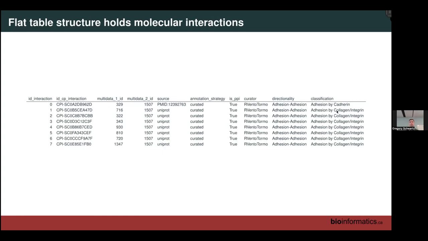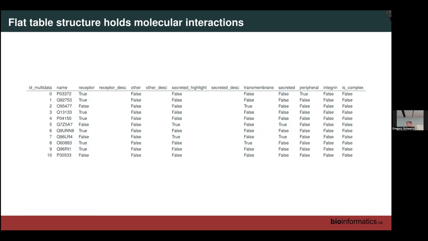To find out more information about the sender and receiver molecules, there's this multi-data spreadsheet. These are much longer, I'm cutting it off, by the way. You have the numerical and string names for each molecule, along with whether it is a receptor or a ligand, and whether it's secreted, a transmembrane protein, peripheral, or an integrin. So you can find out more information about each of these candidate molecules from these spreadsheets.